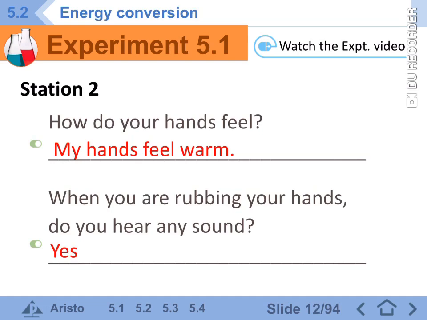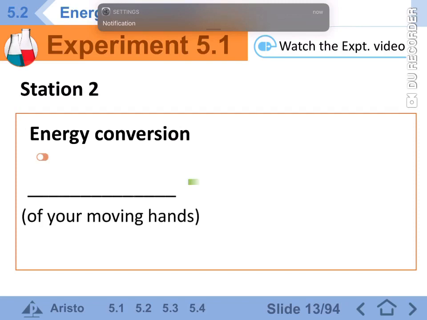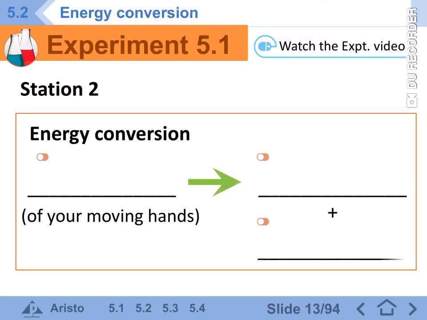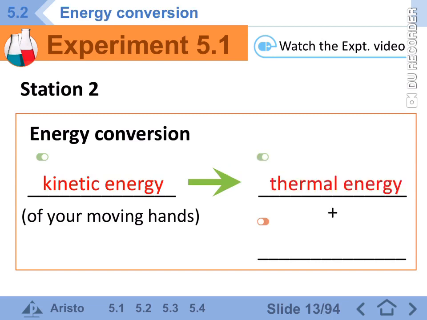Okay, and in here, if we summarize it, when you are moving your hands, what kind of energy is that? When something is moving, we always say it's kinetic energy. And when you can feel there's something between your hands, that is the thermal energy, the heat, because it feels warmer, right? And of course, you will hear the sound as well. So that is the sound energy.